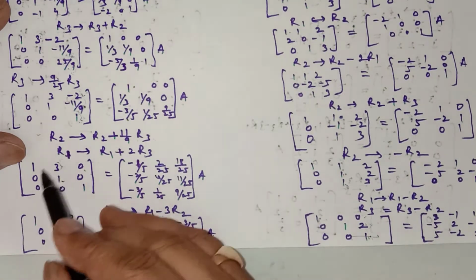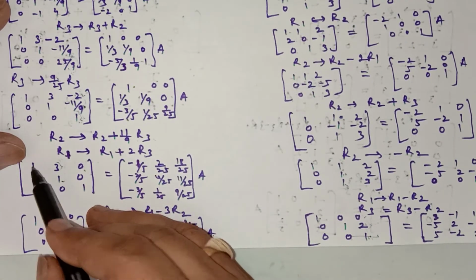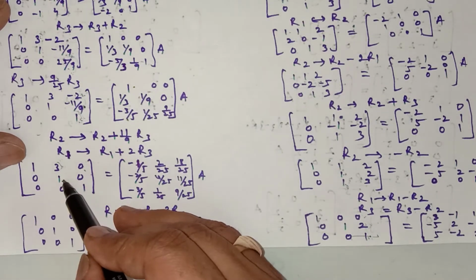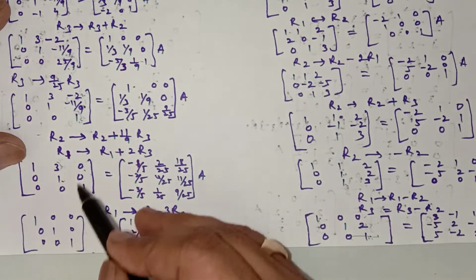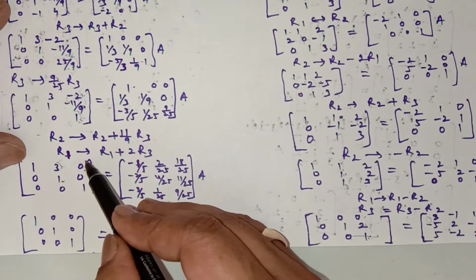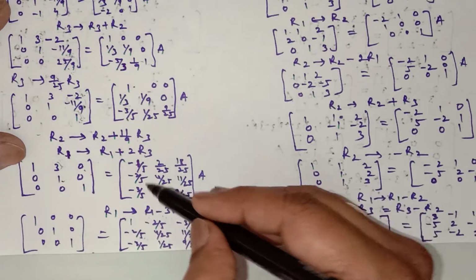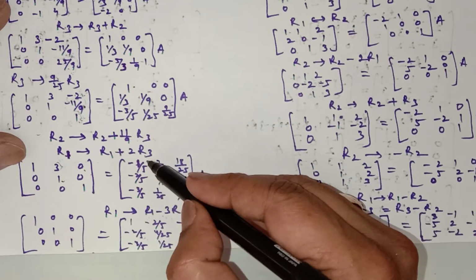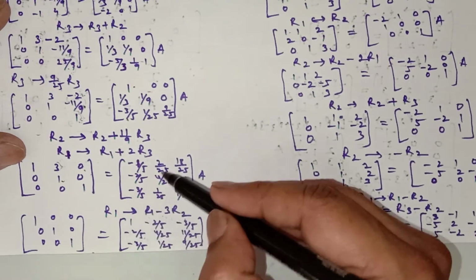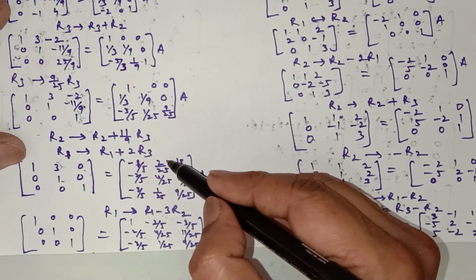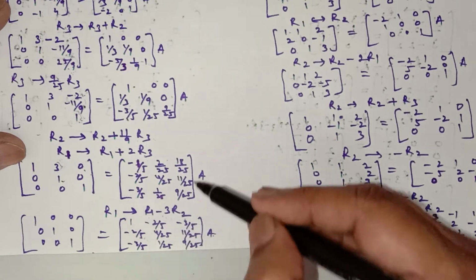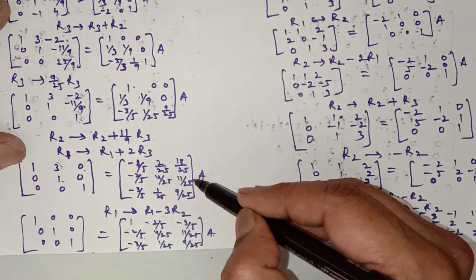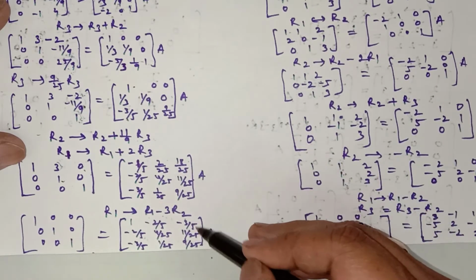So multiply this by 3, subtract from this, you will get 0. Multiply this by 3 and subtract from this, you will get 0. Multiply this by 3 and subtract from this, you will get 1. Multiply this by 3 and subtract from this, you will get 2 minus 2 upon 5. Multiply the second row with 3 and subtract from this, you will get minus 3 upon 5.